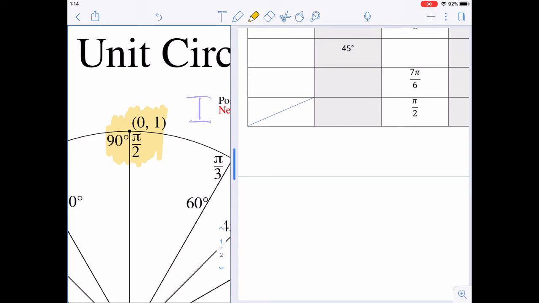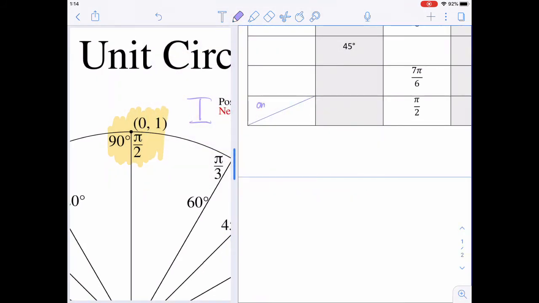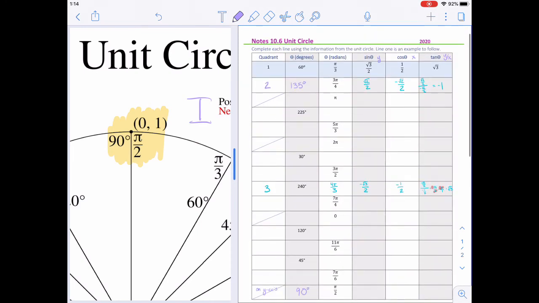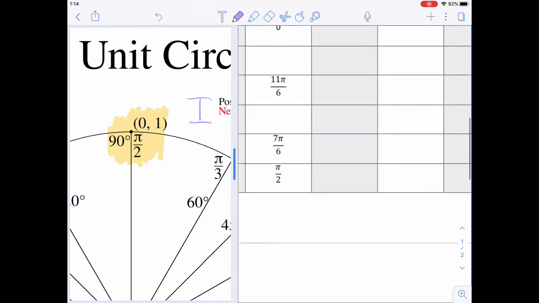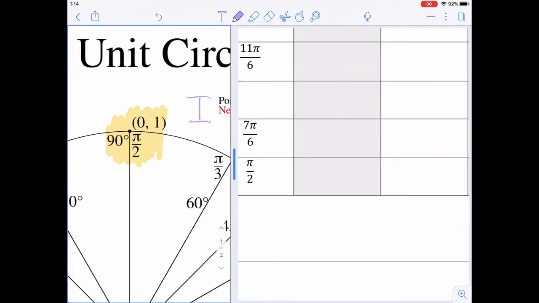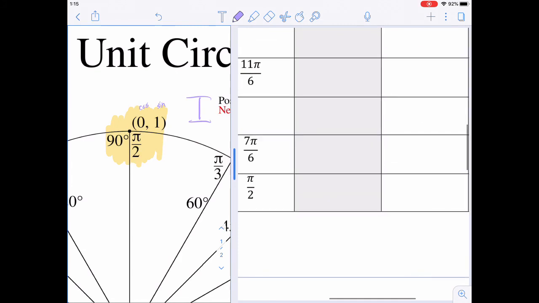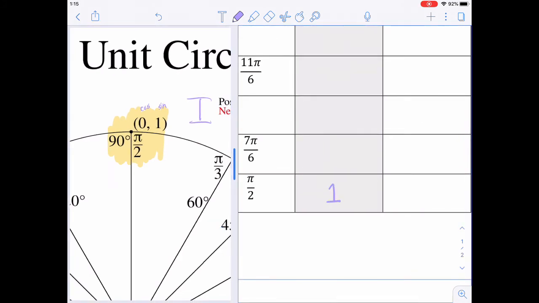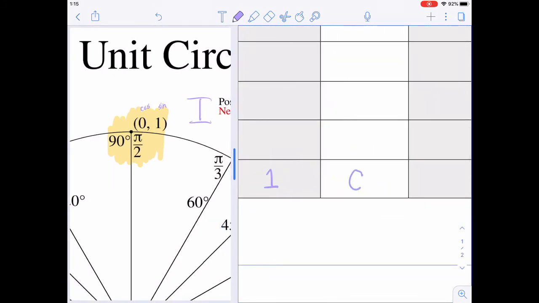And so you might notice now why this doesn't have a quadrant. It's not on a quadrant. This is on the y-axis. You could write that if you wanted to. This is on the y-axis. And this is at 90 degrees. Next thing it asks us for are sine, cosine, and then tangent. Remember, cosine is our x, sine is our y. So that means the sine is 1, and our cosine is 0.